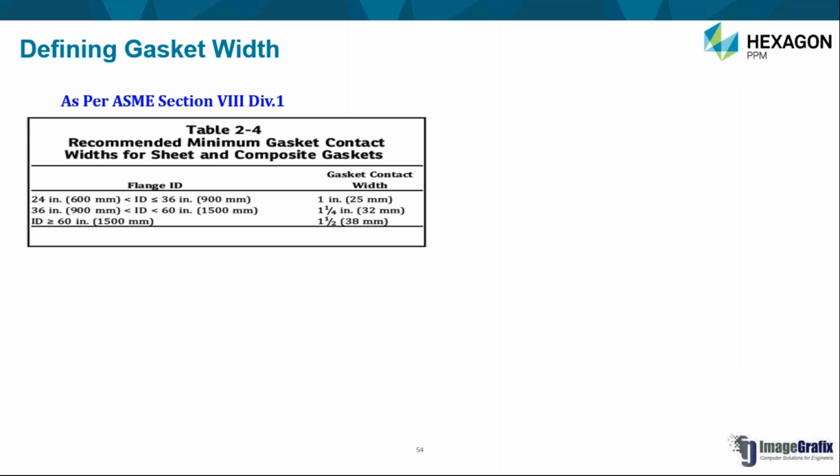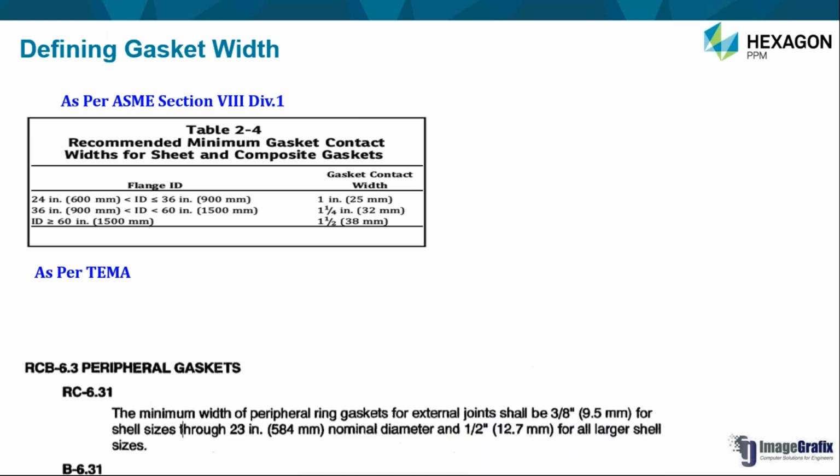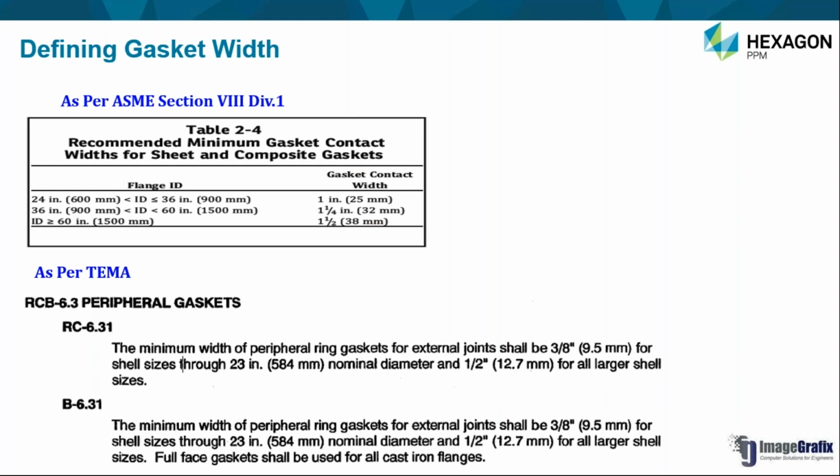So if you use such a high width of the gasket, your gasket load will be very high and your thickness of the flange will always be very high. So is there any other alternative provided in any other code or standard? If you see over here, in TEMA, for this peripheral kind of gasket for RCB class, they have given 9.5 mm and 12.7 mm at least you should be giving. So that's why usually for a spiral wound type of gasket, 13 mm is the width we usually select.